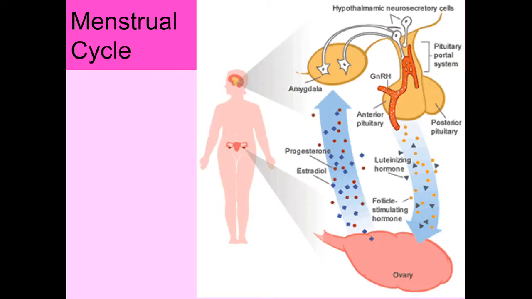Once the egg has been released during ovulation, the corpus luteum, the body that had been holding that egg, as it degenerates, releases estradiol and progesterone. So estradiol is estrogen, and then progesterone. This big burst of these hormones enters the bloodstream, and that information goes back up to the brain, and that causes the hypothalamus to stop sending the gonadotropin releasing hormone, because obviously ovulation just happened.